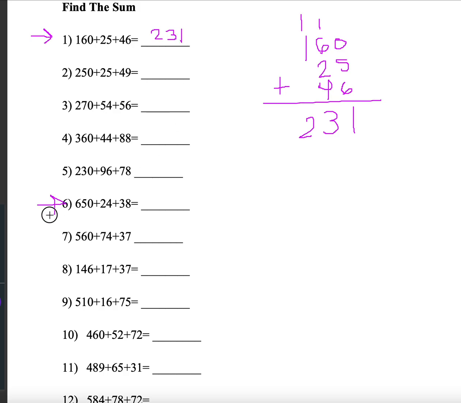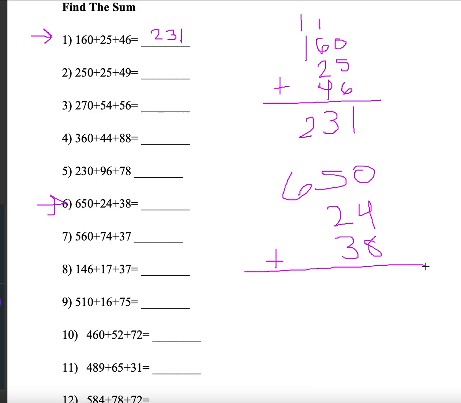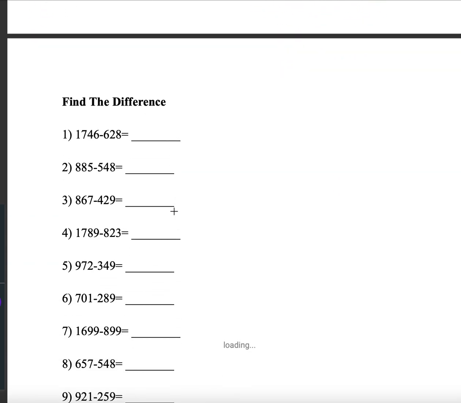Let's look at 6 really quick. 650 plus 24 plus 38. So 0 plus 4 is 4, 4 plus 8 is 12. We can add that 1 here. 1 plus 5 is 6, 6 plus 2 is 8, 8 plus 3 is 11. We can add that 1 here. 1 plus 6 is 7. So 650 plus 24 plus 38 is 712.